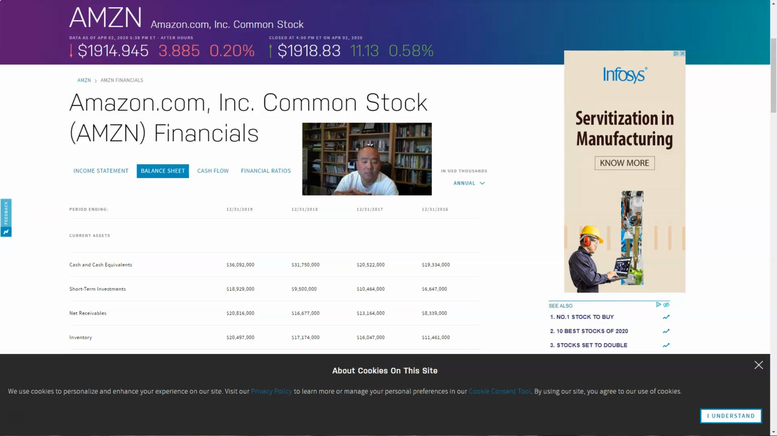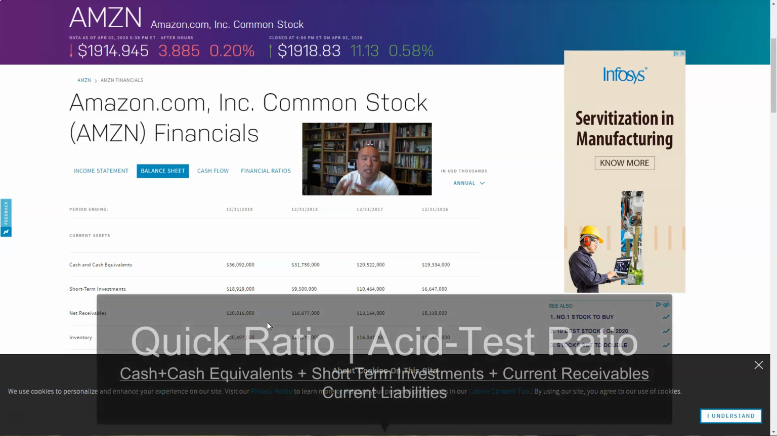This concept of net receivables is what the company is expecting to receive from people that owe them money, less whatever amount they determine as uncollectible. Typically they'll say 2% of this is uncollectible, so they subtract that out. Inventory is not liquid, so that would not be part of our quick ratio or acid test ratio. So we take all of that, add it up, and divide by our current liabilities. That's how we get our quick ratio.